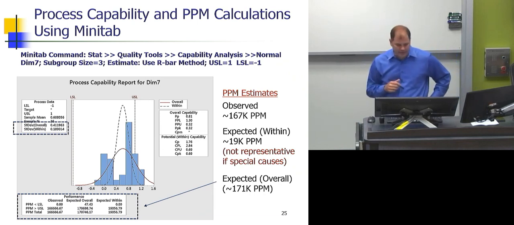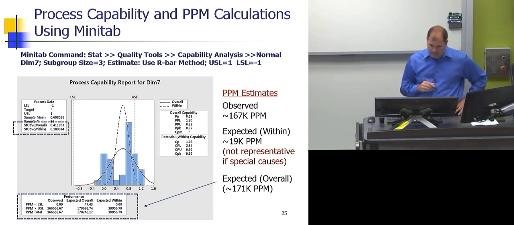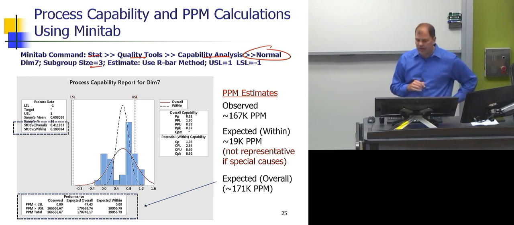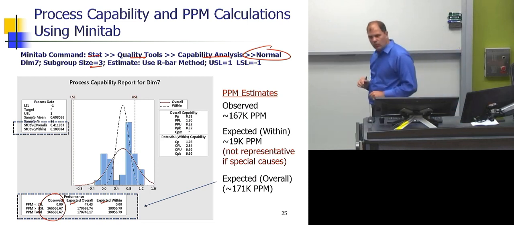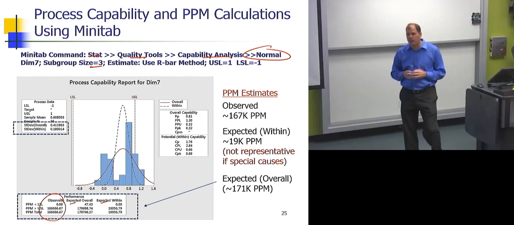All right, to do this in Minitab, we've used this before: Stat, Quality Tools, Capability Analysis, Normal. Let's say we put in our subgroup size of 3, and we tell it to go ahead. A couple things we will notice. The observed ppm is just what we observed out of spec. Then we have expected overall and expected within. What do you think is the difference between those two?